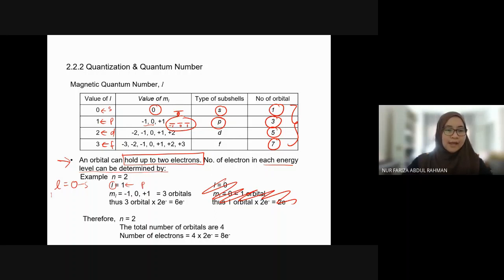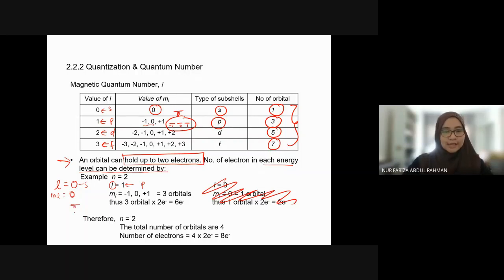Okay, for ML, L is equal to 0, we have 0, right? For L is equal to 1, we have ML is equal to -1, 0, +1. Ini ingat balik dia punya rules tu: negative L, until positive L. Okay, so remember this 0 represents the room number. Dia ada satu bilik. Satu bilik means one orbital lah. S-shaped orbital has one orbital. So the room number is 0.